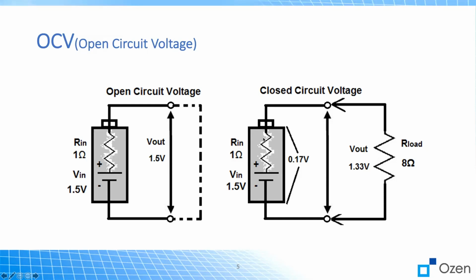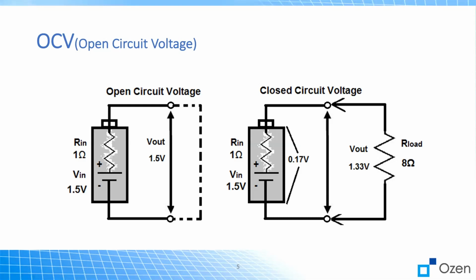And then there is a drop in the voltage across the internal resistor. That is why you will see 1.33 volts at the terminal. So terminal voltage and open circuit voltage are always different, unless there is no load connected to the battery and the battery has rested for a long time.